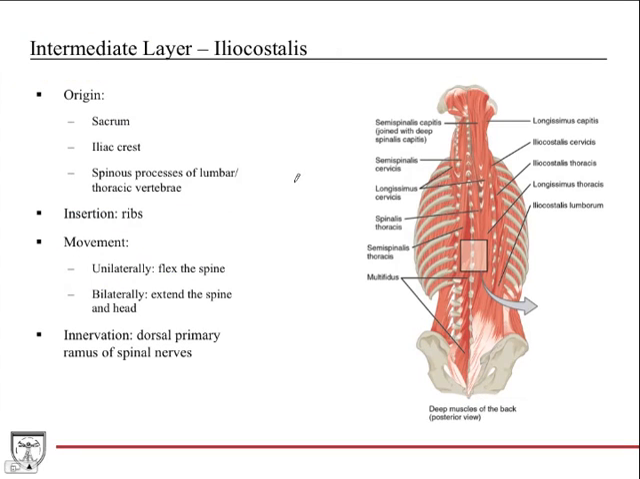So the first of the erector spinae muscles is the Iliocostalis, and as you can see here, again, that common origin: sacrum, iliac crest, spinous process. And you can see this common origin represented here by this white structure, which is where all 3 of these muscles are originating from.